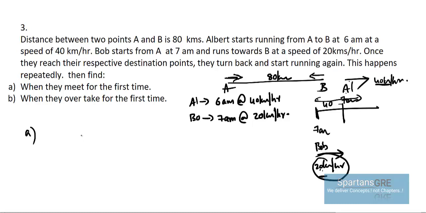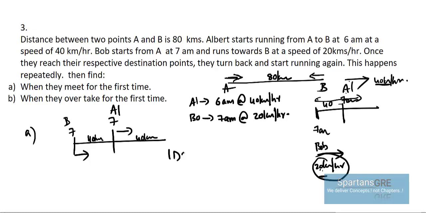When they meet for the first time, the meeting should happen in opposite directions, as I told. So at 7 a.m., Albert will be here, and Bob will be here. The distance here will be 40 kilometers. He is pointing in this direction, and the total length is how much? 80 kilometers, right? So this will be 40 kilometers. Now the initial distance: this pointer pointing in this direction should become this direction, so it has to travel 40 kilometers. So this will be 40 plus, once it reaches here, he turns back, and this whole distance will be 80 kilometers. So the initial separation should be 120 kilometers.